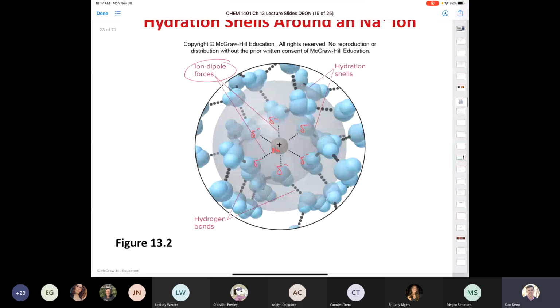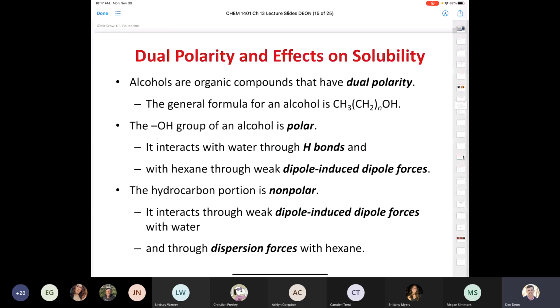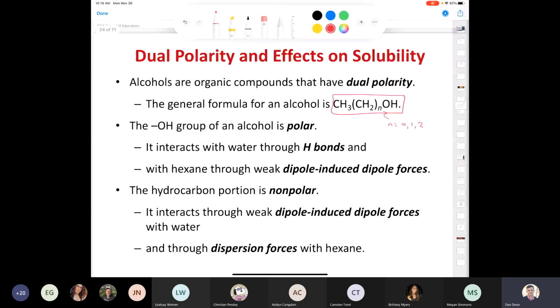Well, what about dual polarity and effects on solubility? For example, if you look at an alcohol, and we looked at methanol earlier on, alcohols are organic compounds. That's compounds that contain carbon, and they have a dual polarity. And if you're like, well, what do you mean by dual polarity? What I mean by that is that an alcohol has a polar region, and it also has a nonpolar region. Okay, the generic formula for an alcohol is shown right here. CH3, CH2 in brackets, n, where n can be 0, 1, 2, 3, and so on and so forth. Well, let's take a couple of different alcohols here.